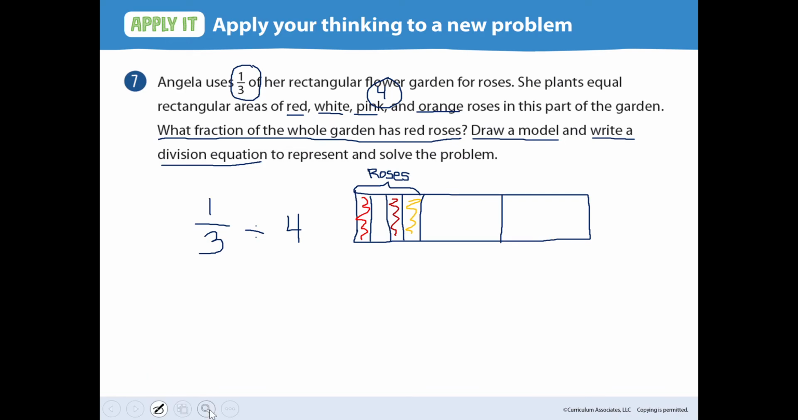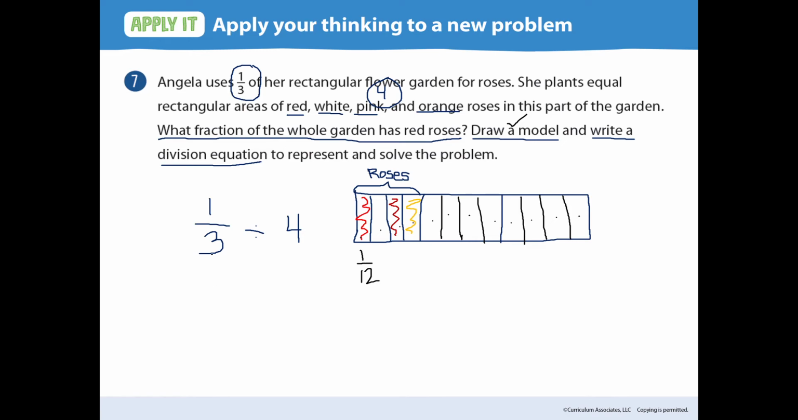What fraction of the whole garden has red roses? So if each of these sections were divided into the same fractions as this one, how many fraction sections are there altogether? 1, 2, 3, 4, 5, 6, 7, 8, 9, 10, 11, 12. There are 12 sections, and one of those sections is red roses. So 1/12 of her garden is red roses. So we've drawn a model, check.